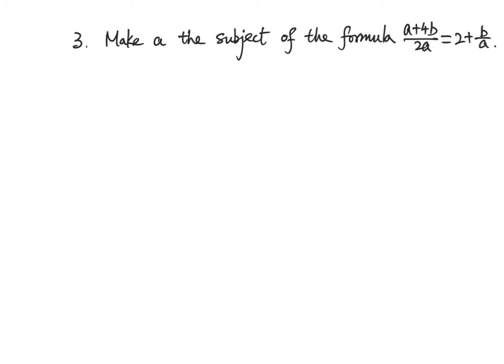Here the third example: make a the subject of the formula. a plus 4b over 2a equals 2 plus b over a. So let's copy down the formula: a plus 4b over 2a equals 2 plus b over a.